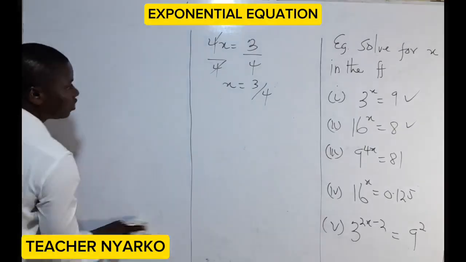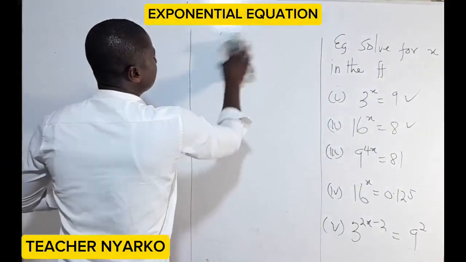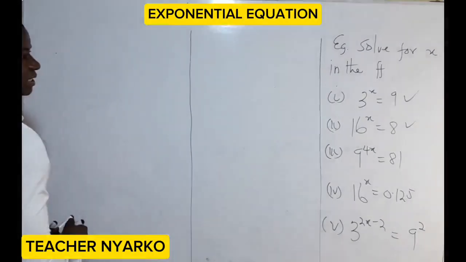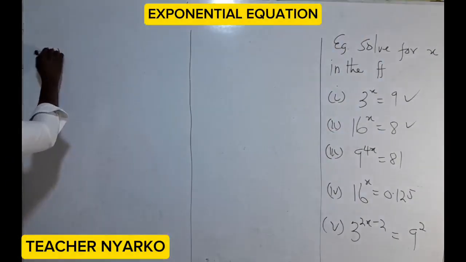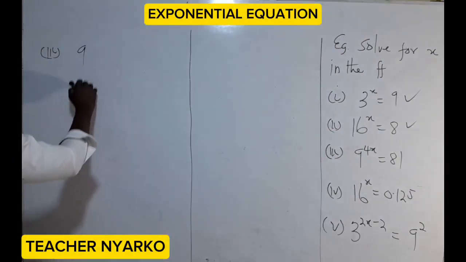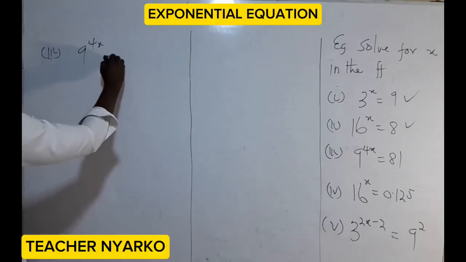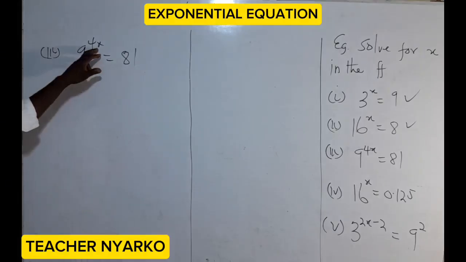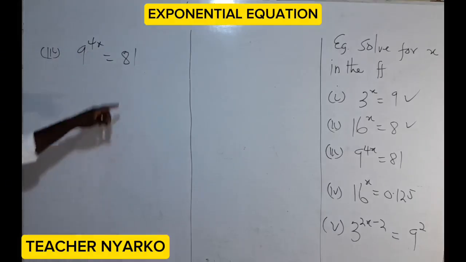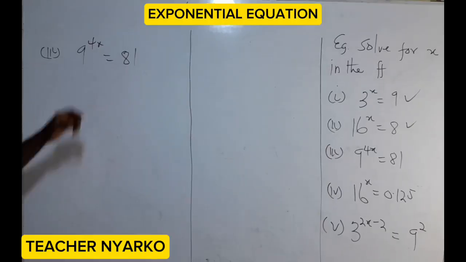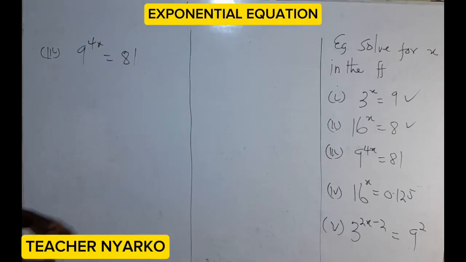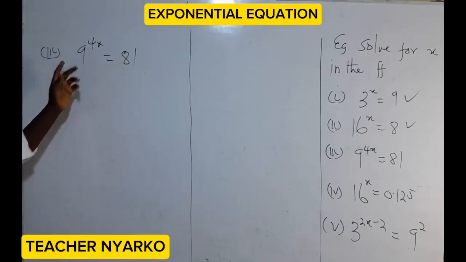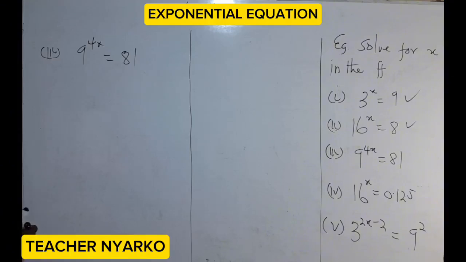How best we can solve the third, the fourth, and the other questions. Now the third question, we're given 9 exponent 4x is equal to 81. So you can see that we are looking for a common base. We are solving for x. So can we express 81 to have the base 9? That's what you need to understand, okay? Can you express 81 to have the base 9? That is what you have to understand.